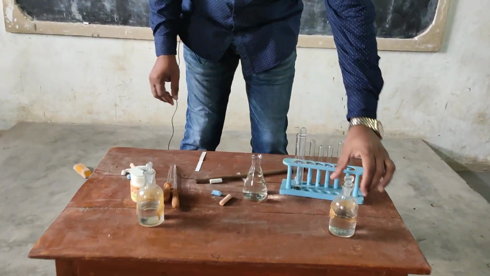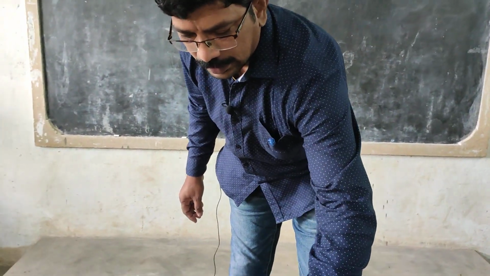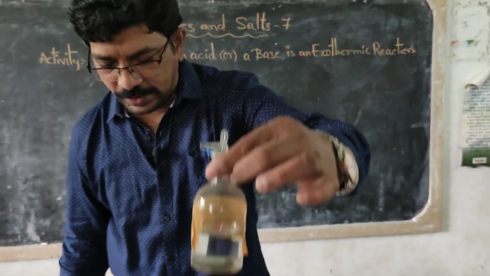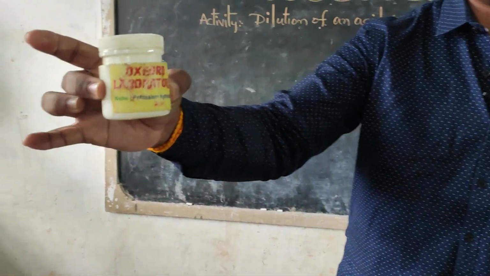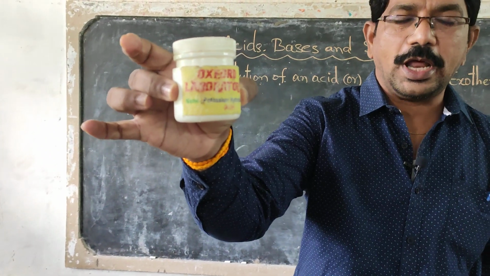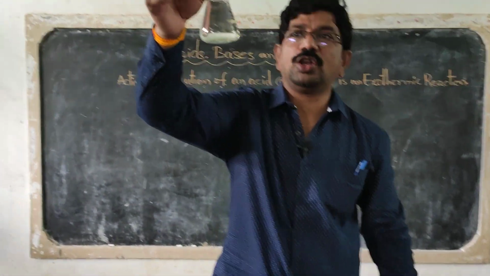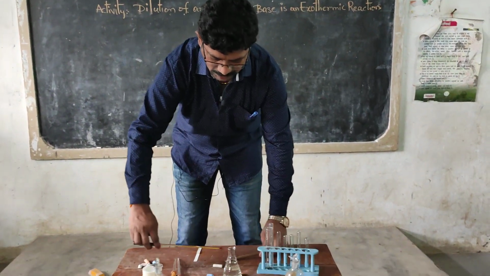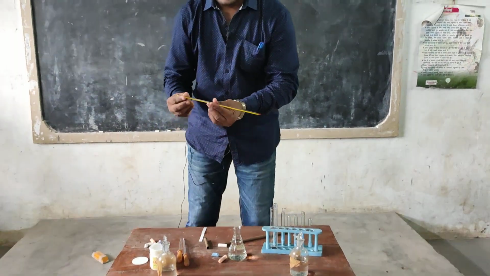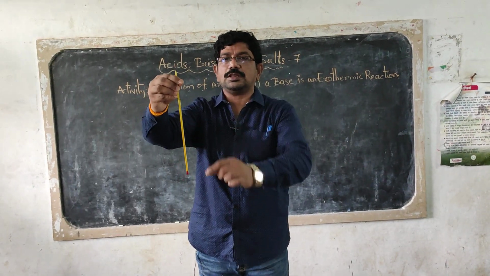See this one, children. I have taken concentrated hydrochloric acid. Next, this is sulfuric acid. This is a strong base known as potassium hydroxide. At the same time, I have taken some water in the conical flask. Next, I have taken a few test tubes. And this is the laboratory thermometer.